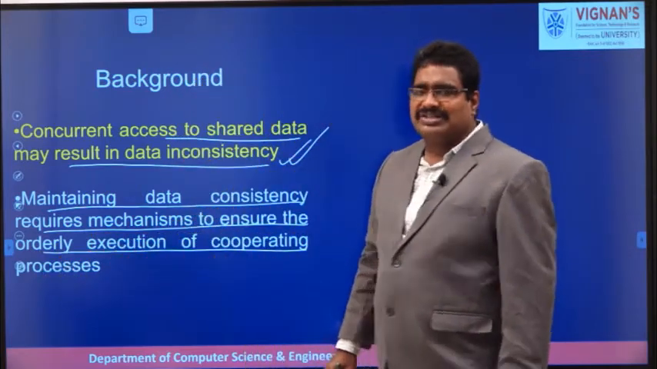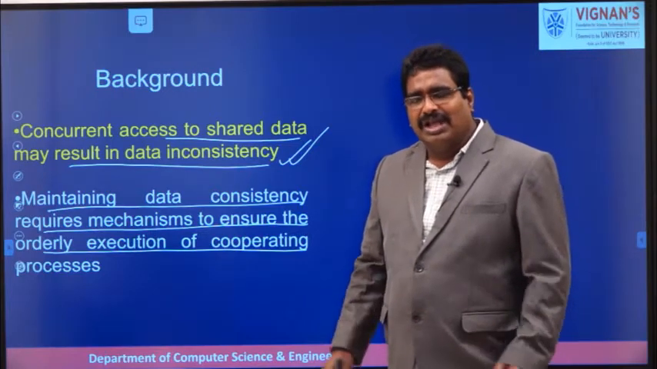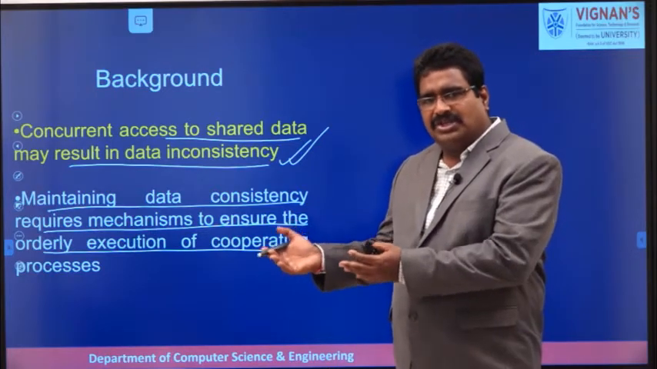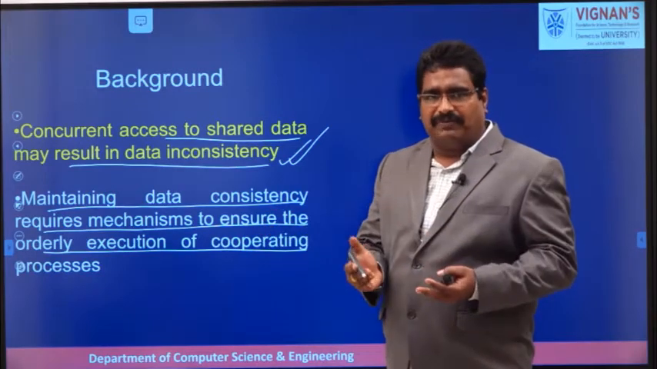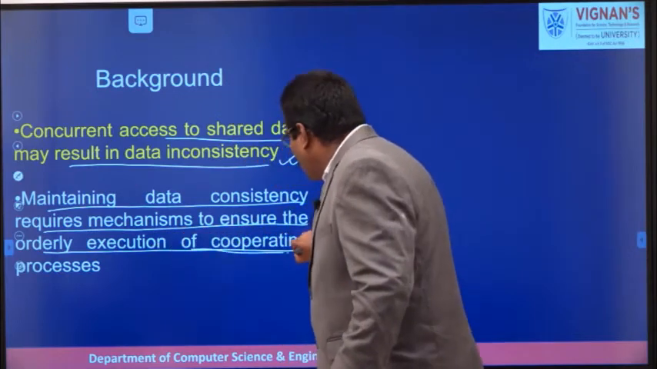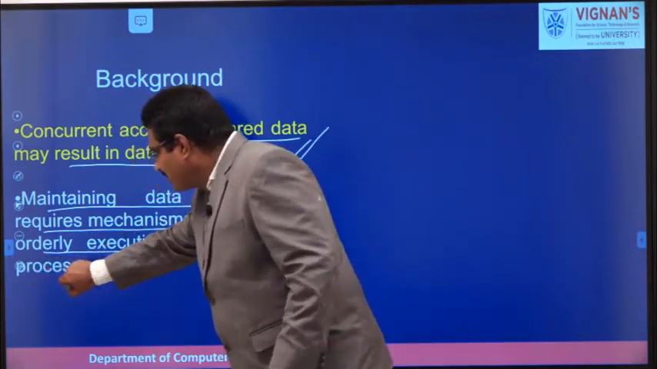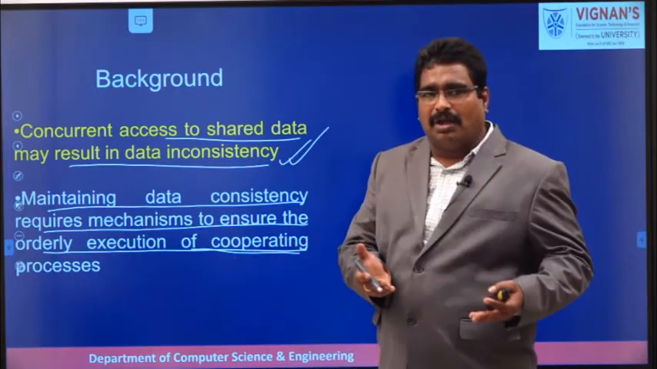So here we need to discuss the orderly execution. What is the orderly execution? Either P1 is executed first followed by P2, or P2 is executed first followed by P1. And one more important one is the orderly execution of cooperating processes. What is a process? Already we know what a process is. That is nothing but a program under execution.